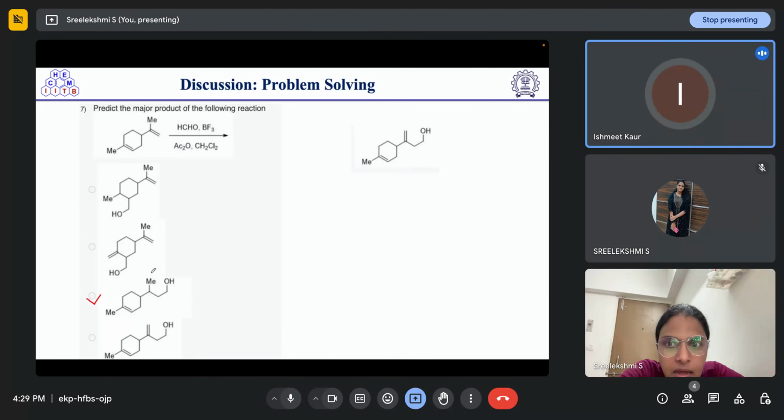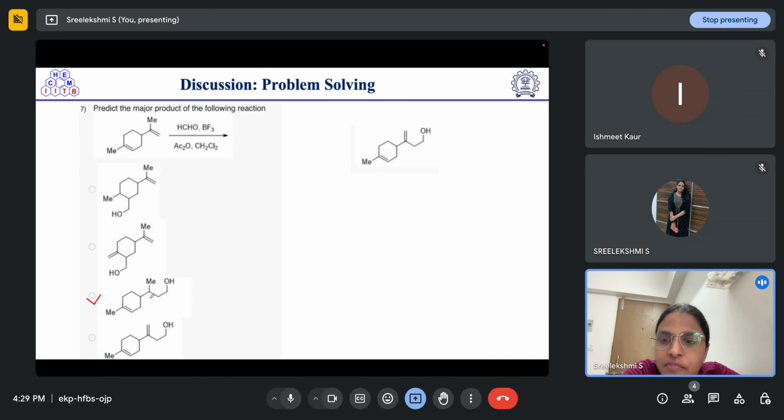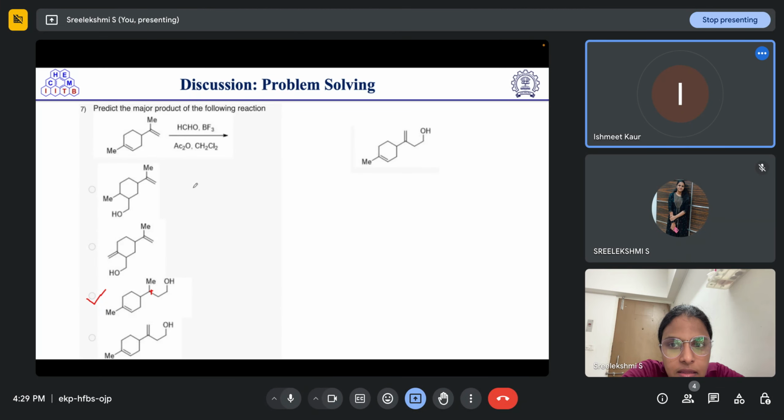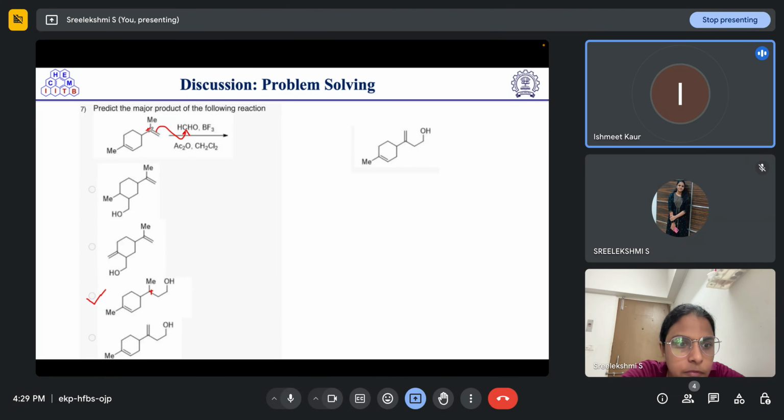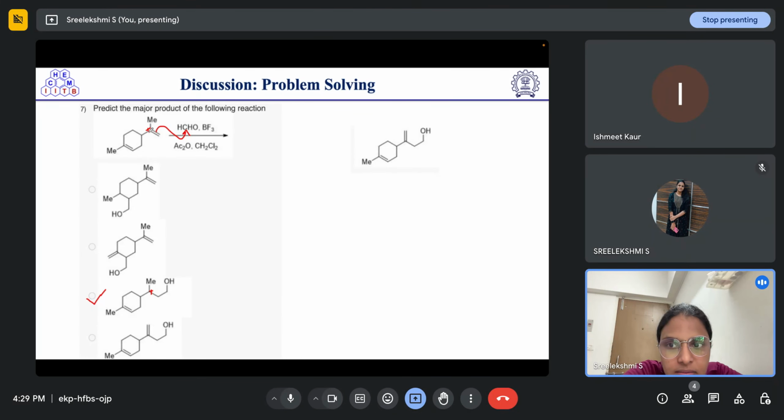It's the Prins reaction. But it's not actually that option. I think first it is forming that only. Option C will be formed when the carbocation, whatever it is forming, is quenched by H plus. This will attack this carbon, and as a result a carbocation will be formed at the center. That is the mechanism of the Prins reaction. So this will form when this carbocation is quenched by a proton.